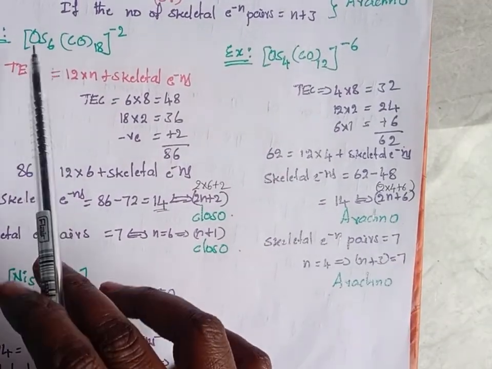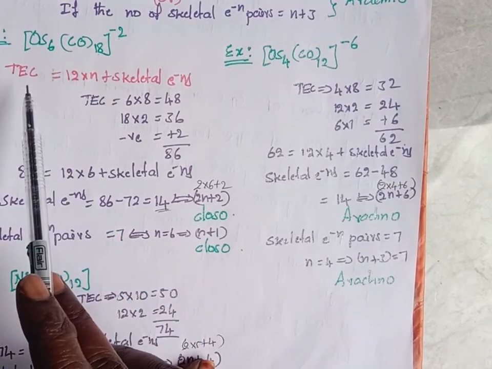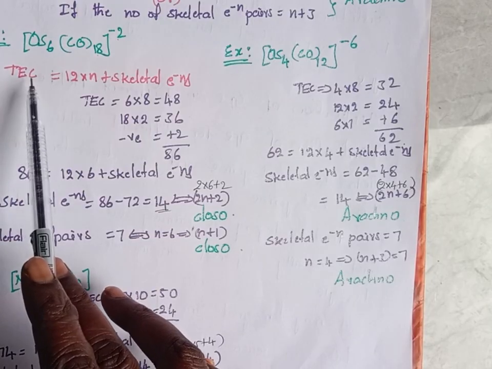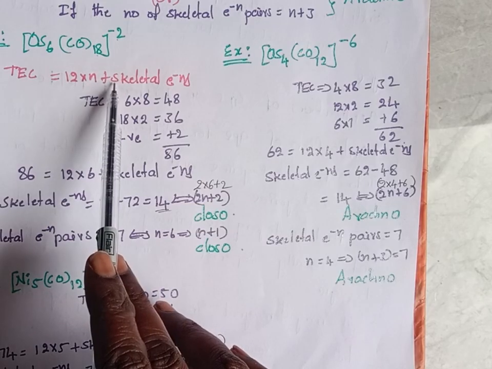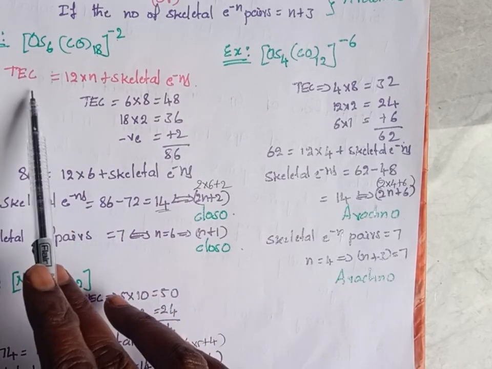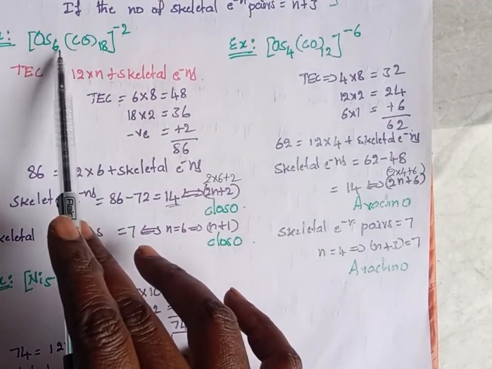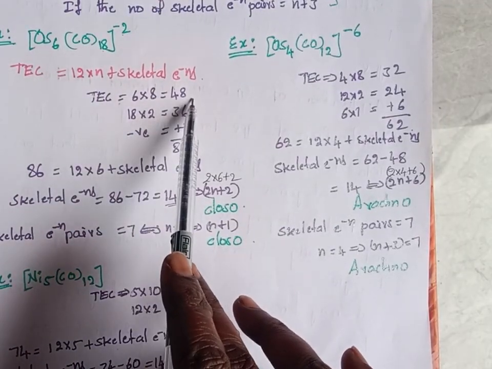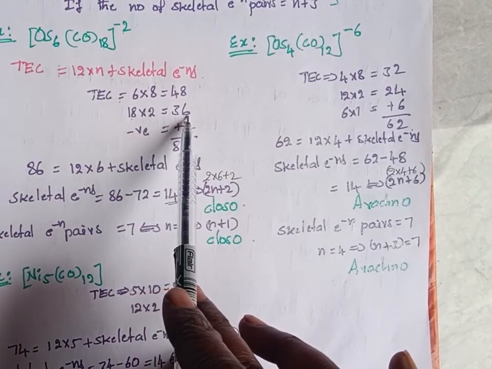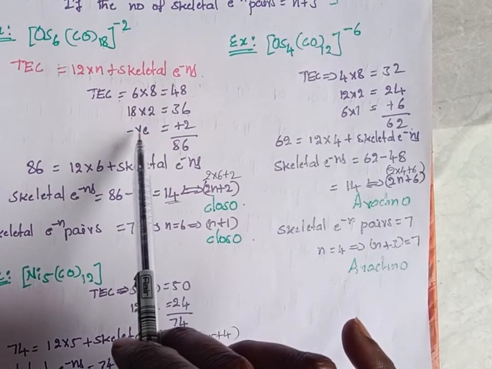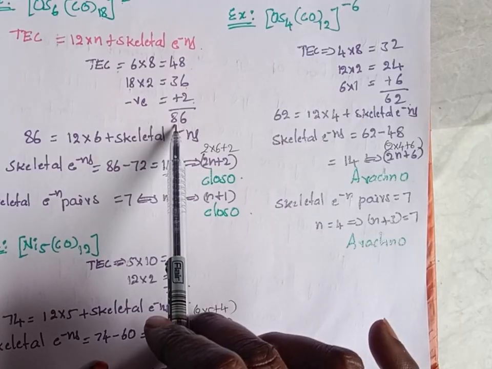So let's see the example Os6(CO)18, where the charge of the complex is -2. The principle to be followed is total electron count equals 12n, where n is the number of metal centers, plus skeletal electrons. First we have to calculate the total electron count. There are 6 metal centers. Valency of osmium is 8, so 48. 18 carbonyls, each donating 2 electrons, so it is 36. And 2 negative charges, each negative charge adds 1 electron, so plus 2 electrons. So the total electron count is 86.